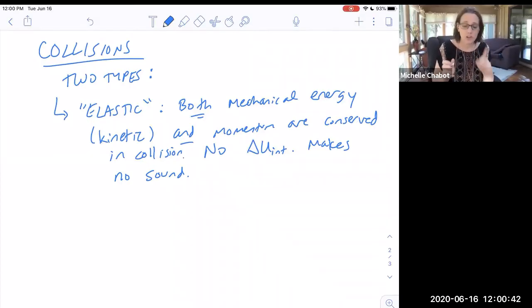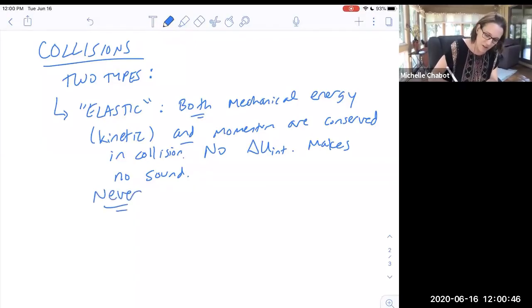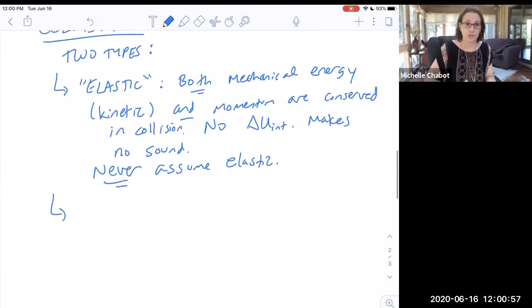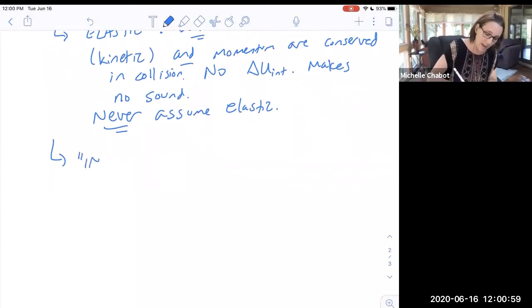However, we can never assume that it's elastic. So never assume that it's elastic. You must be told in the problem it's an elastic collision. And if you're not told, then don't assume. Otherwise, we would have what's called an inelastic collision.